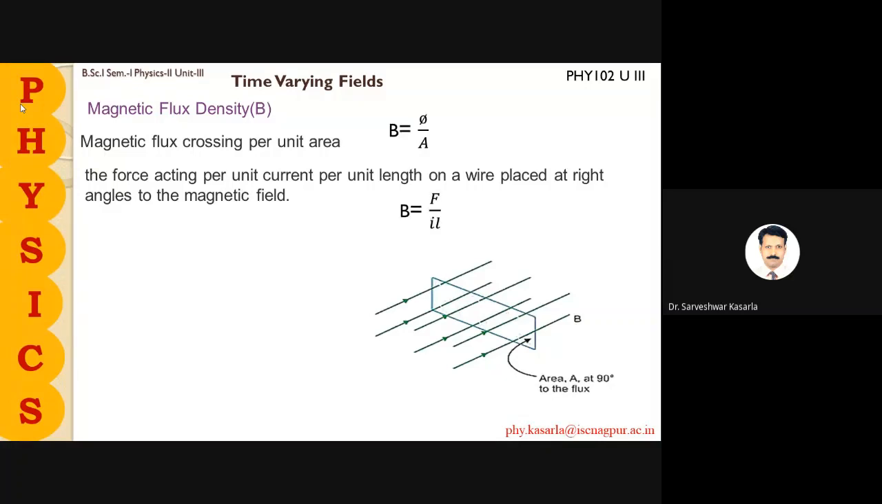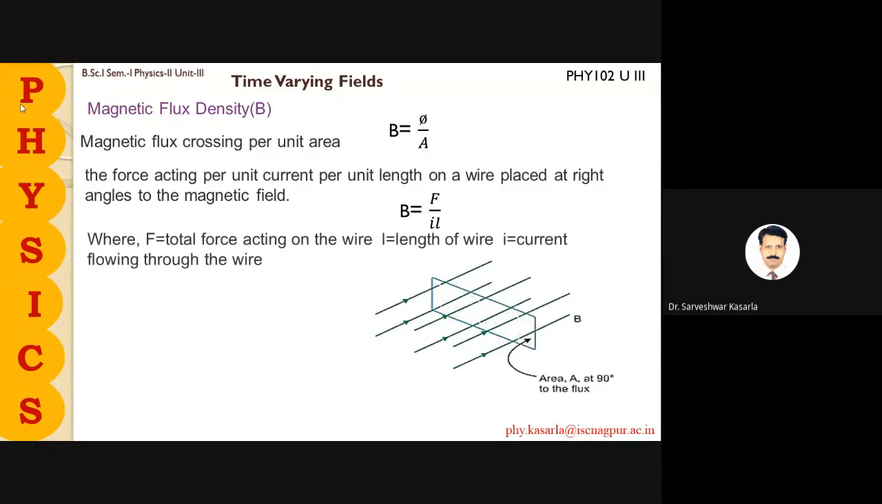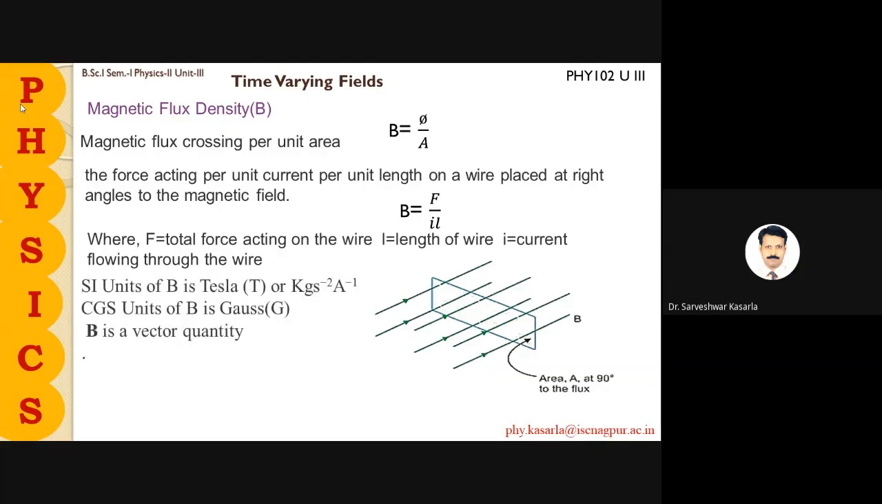The force acting per unit length per unit current. If a wire carries current, then it will produce a magnetic field, and that magnetic field produces a magnetic force. The force acting per unit length per unit current is called the magnetic flux density. So F is the total force acting on a wire, L is the length of the wire, I is the current flowing through the wire.